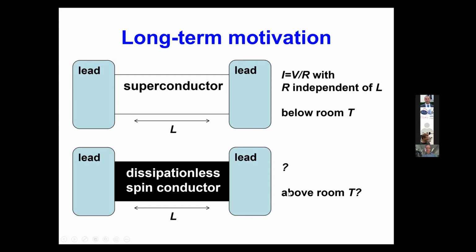And the reason why that might happen above room temperature is that we'll be dealing with magnetic materials, and in magnetism the energy scales are set by the exchange interaction, which is a very strong interaction. So this might occur above room temperature. So this is the mental frame that you should have in mind for the broader goal of what I'm talking about.